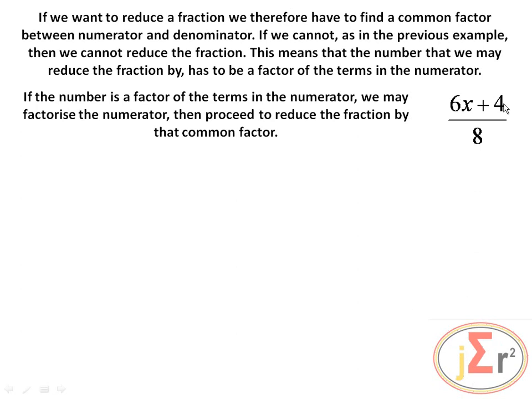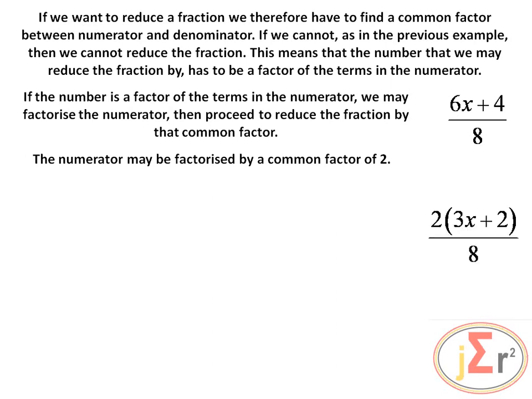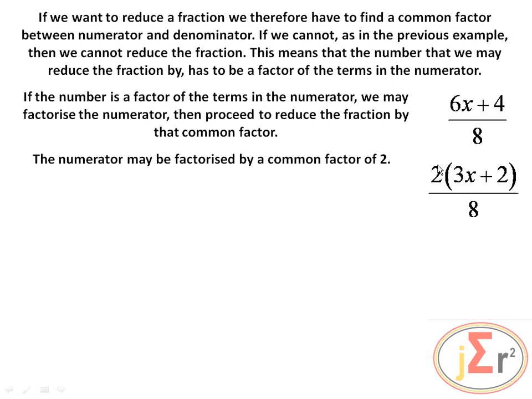We have 6x plus 4. We have a common factor of 2 in the numerator. The numerator may be factorized by a common factor of 2. We are not reducing just yet. We are factorizing the numerator. So 2 into 6x is 3x. 2 into 4 is 2. We have factorized the numerator by a common factor of 2.